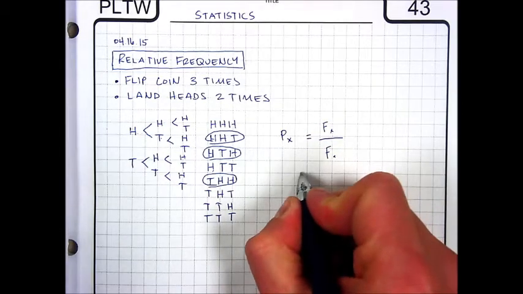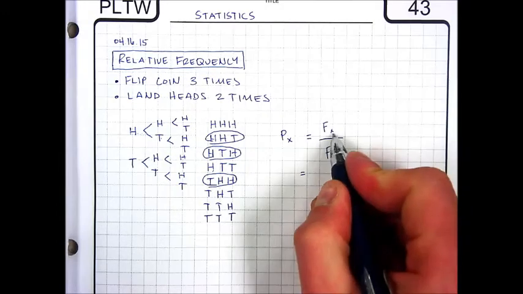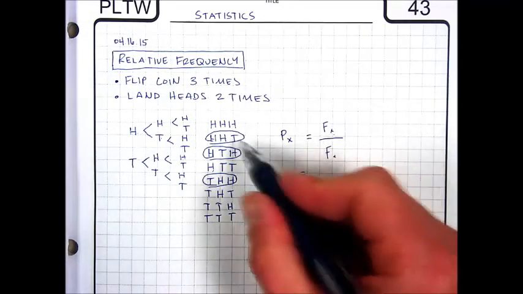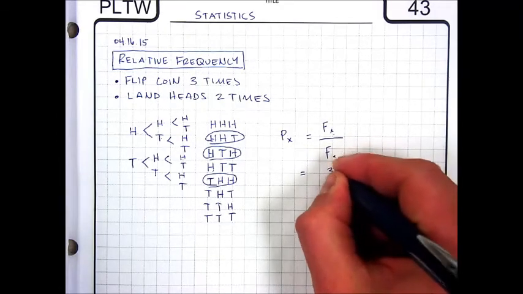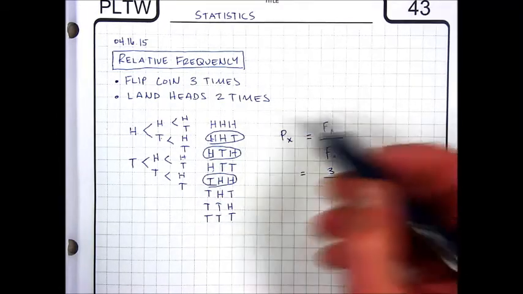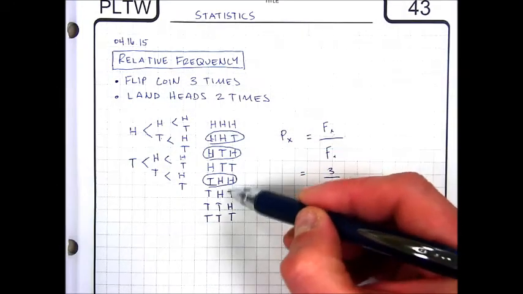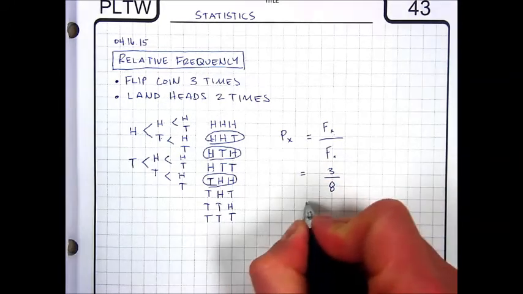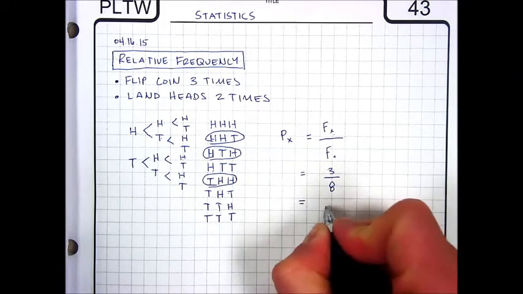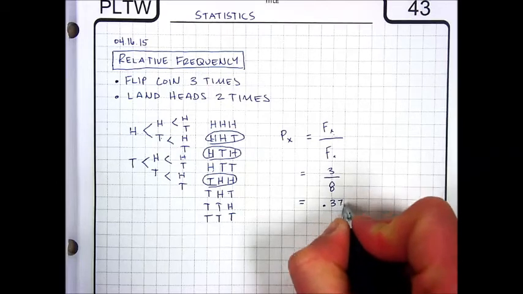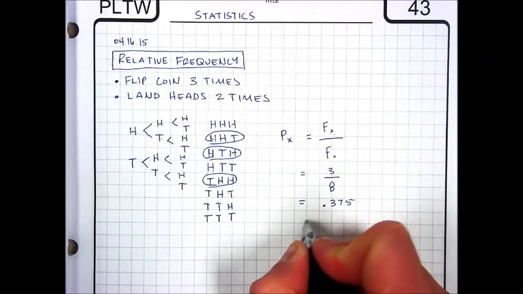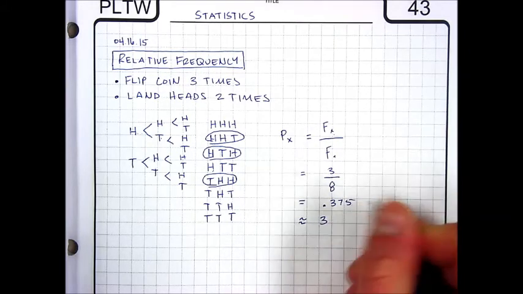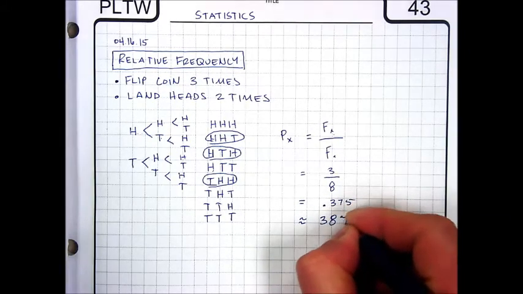And so if we do this problem, the number of times that we could get 2 heads was 1, 2, 3. The total number of possibilities was 1, 2, 3, 4, 5, 6, 7, 8. So we get 0.375, or about 38% of the time.